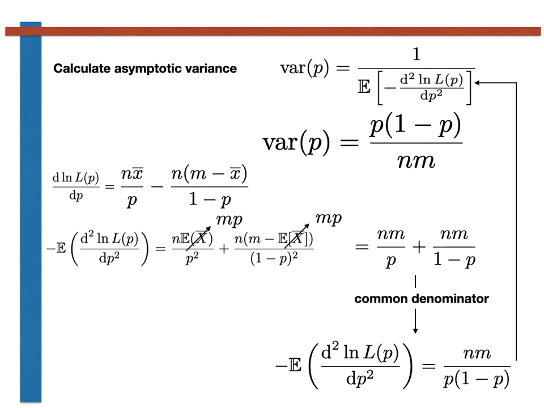On the numerator, we have p multiplied by 1 minus p, which is the variance for a single Bernoulli random variable. This is then divided by n times m in order to give the variance for a sample mean computed from n times m independent and identical random variables with variance p times 1 minus p. In this case, by calculating the asymptotic variance, we have thus arrived at a result which we have seen, albeit by a different route.